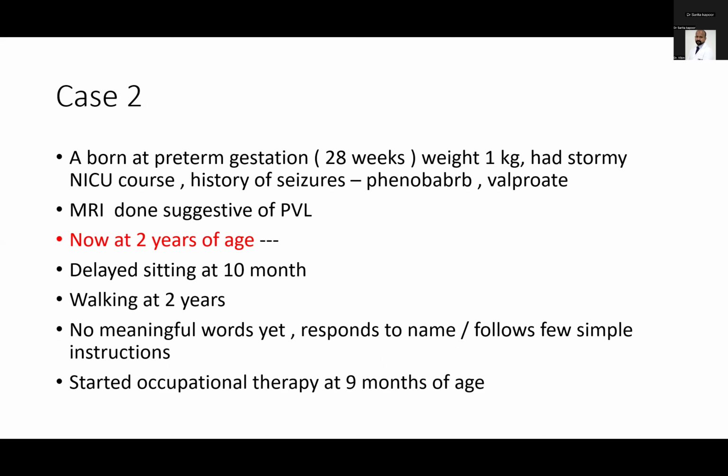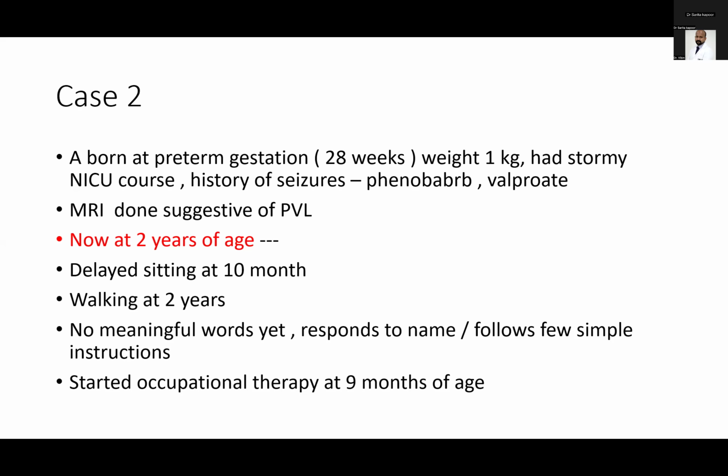There was a history of seizures and the child had received phenobarb and valproate. MRI was done in the first year of life, suggestive of periventricular leukomalacia. Now the child has come to us at 2 years of age. On history, the parents have said the child had delayed sitting, almost at 10 months. The child started walking independently at 2 years of age.